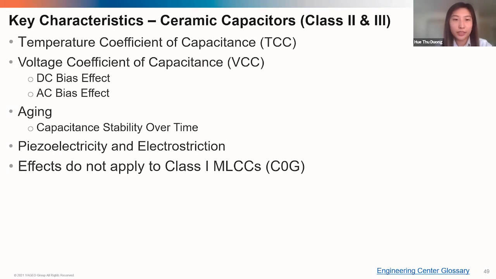One thing to note is that all of these characteristics are not observed in class 1 ceramics, such as C0G parts. And this slide, including the rest of these slides highlighting key characteristics of each technology, will have this hyperlink here, which you can click, and will bring you to our Engineering Center glossary.